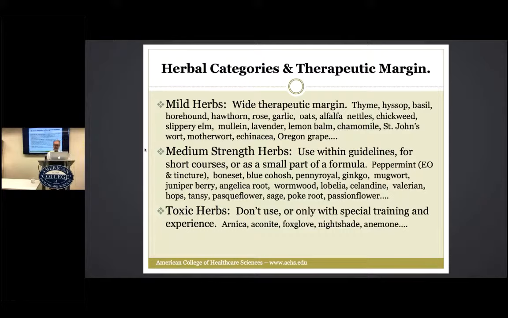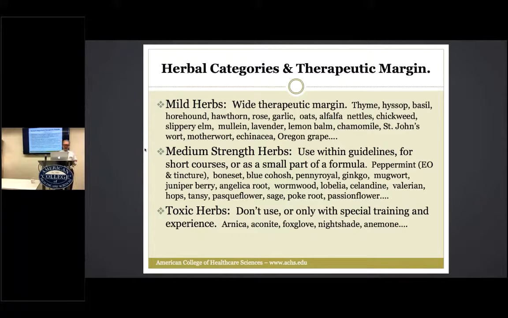You might be surprised to see peppermint on here, the essential oil and tincture, but too much peppermint over too long of a time can cause heart palpitations, and that's unpleasant. That's not something that comes up a lot. Boneset, blue cohosh, pennyroyal, these have quite a potential for toxic accumulation. But as you gain experience as an herbalist, don't be afraid to use these herbs when it is appropriate.